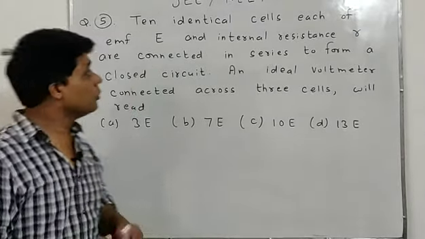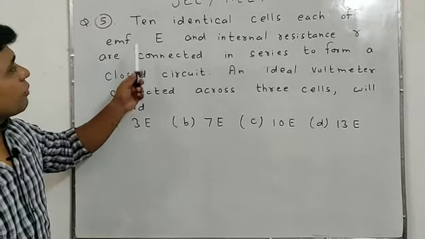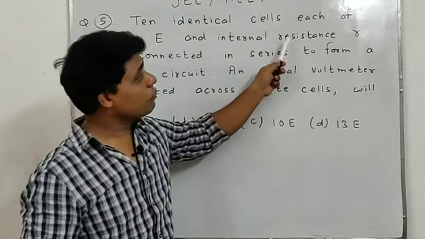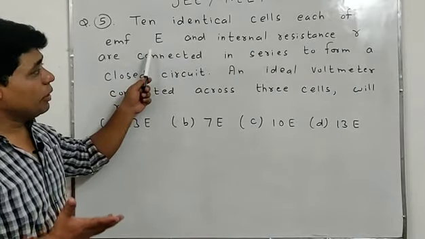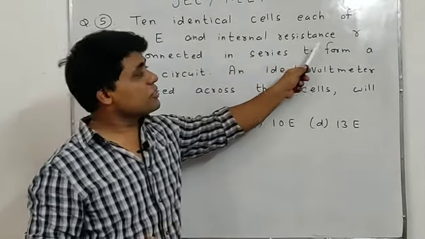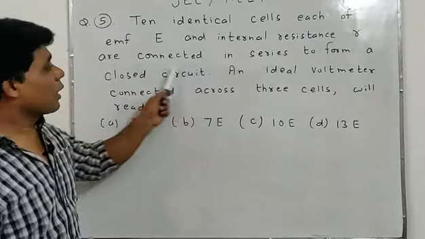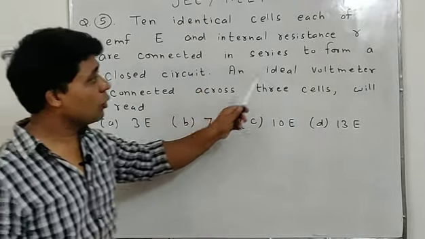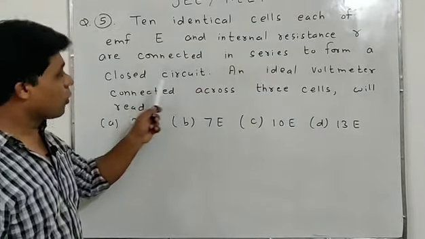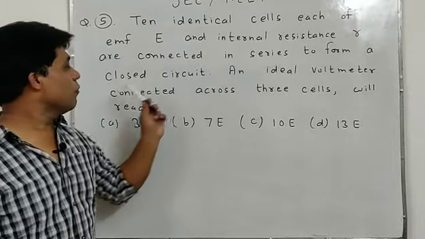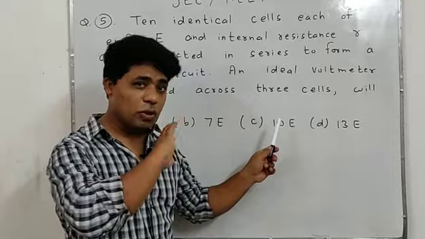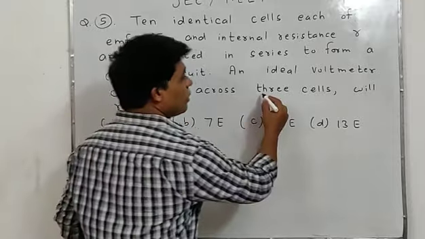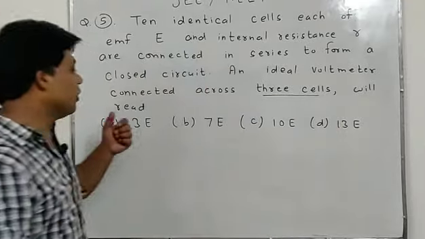So now, students, question number 5. We are given 10 identical cells, each of EMF capital E and internal resistance small r, connected in series to form a closed circuit. An ideal voltmeter connected across 3 cells, not with all cells, will read?